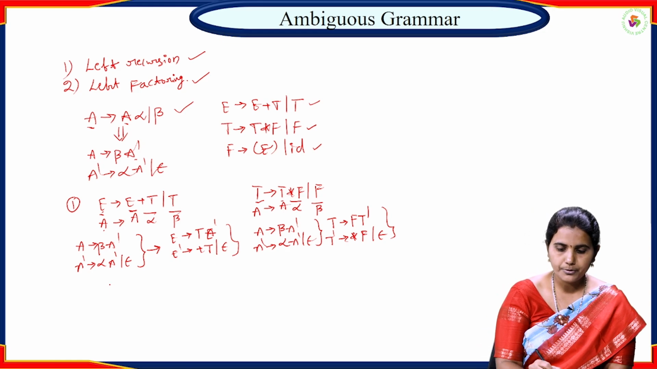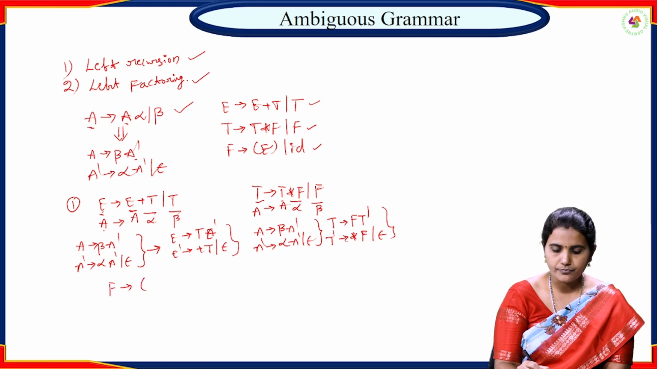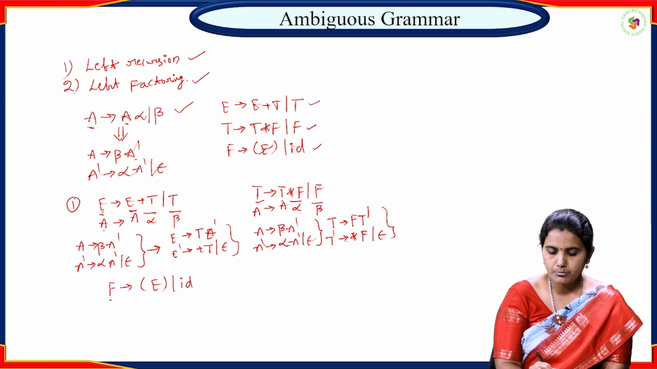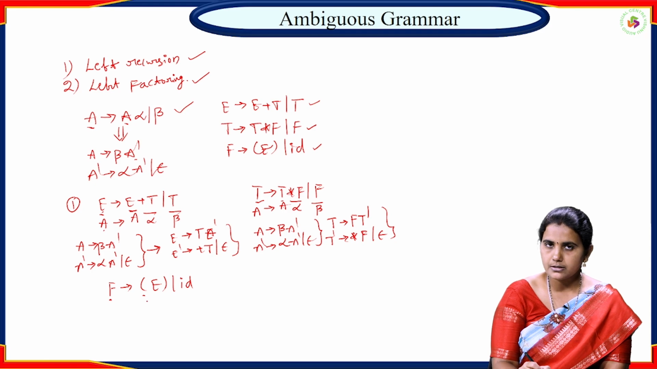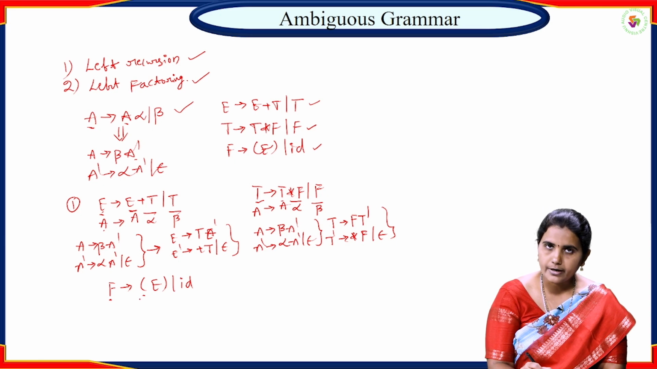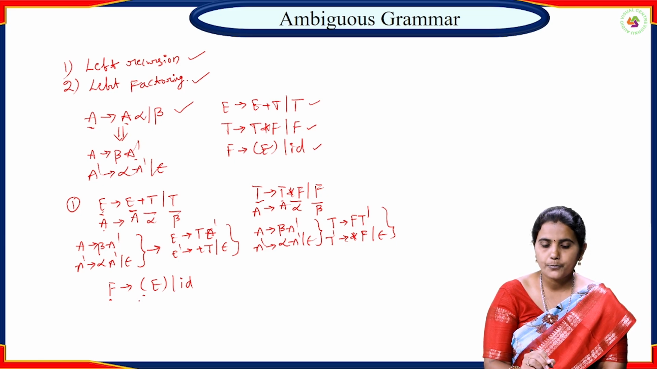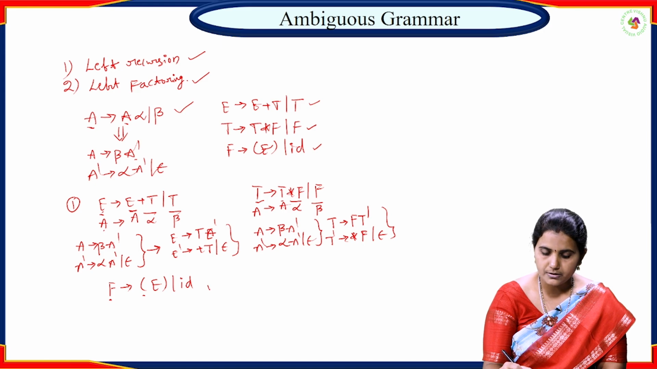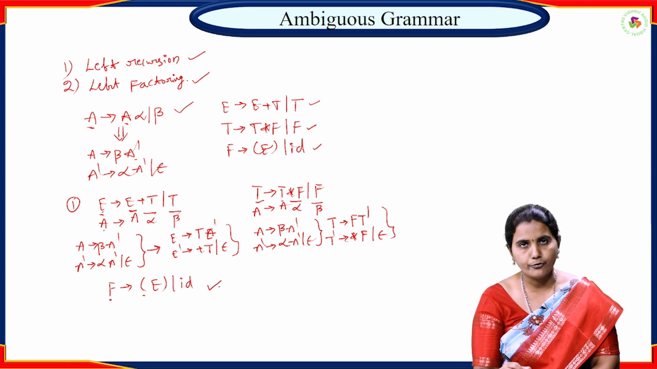Now go for the third production, F implies within the braces E, followed by ID. Let us understand: your left hand side symbol is F and your right hand side starts with an open brace. This means there is no matching of left hand side and right hand side. Now this production does not contain left recursion, which means this production is in the correct format.